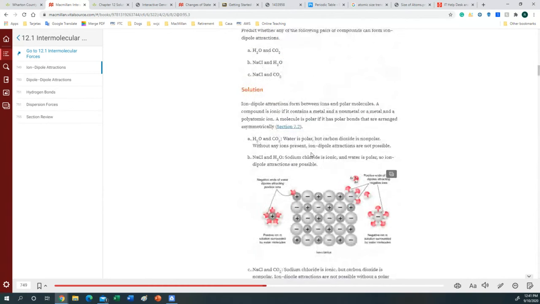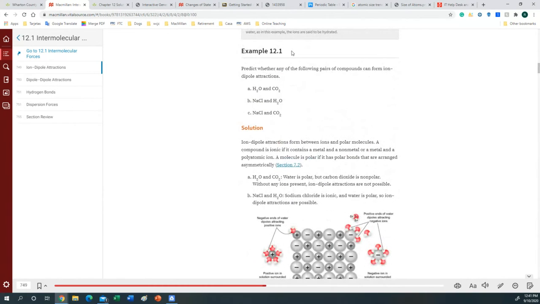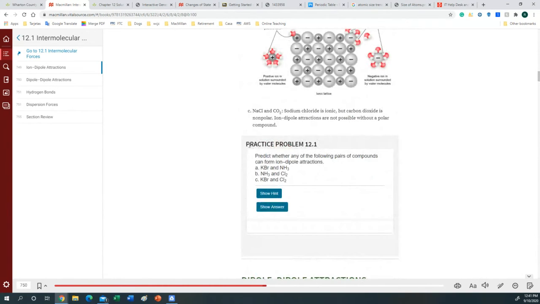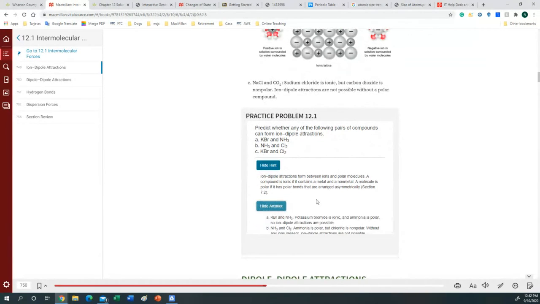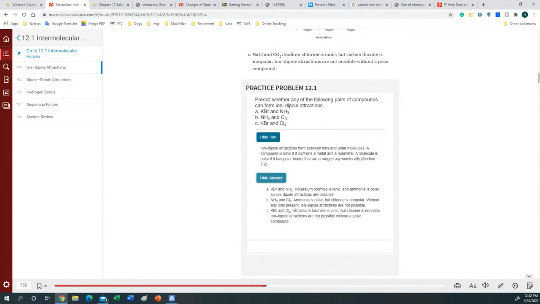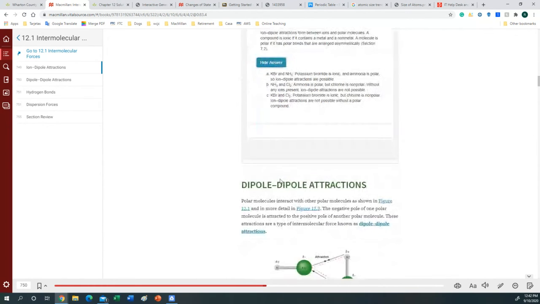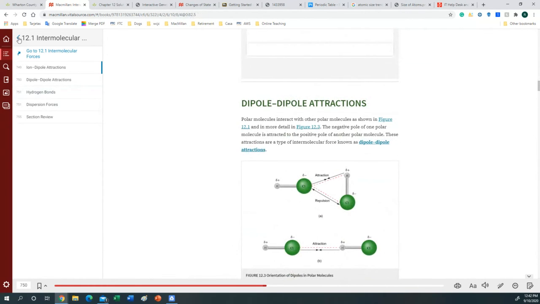But also, right after the example, you have a practice problem. In this practice problem, which is pretty similar to the previous example, you are going to have hints to solve it, and also you can check the answer immediately, right? So you can check your work right there. This is a very good way to study for your test, right?